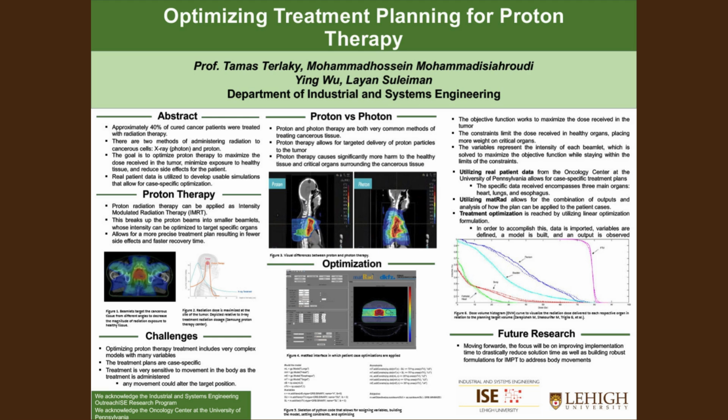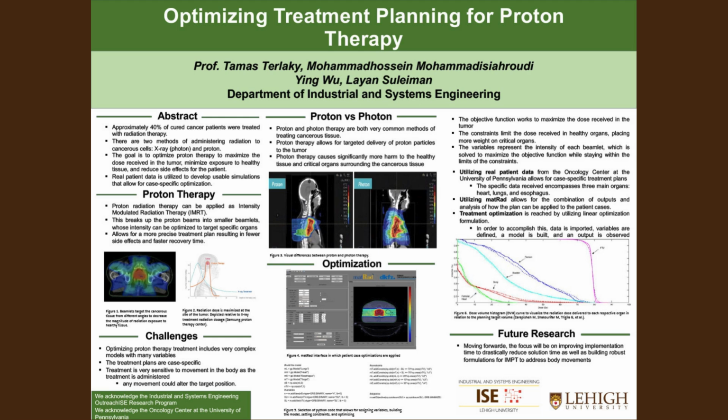First, the utilization of real patient data from the Oncology Center at the University of Pennsylvania allows for case-specific treatment plans that can be easily modified and applied to similar cases. Since cancer cases and treatments are far from uniform, it is difficult to generalize a treatment plan or strategy for all patients. The real patient data allows for more accurate planning. The specific data received for the purpose of building treatment plans encompasses three main organs: the heart, the lungs, and the esophagus.